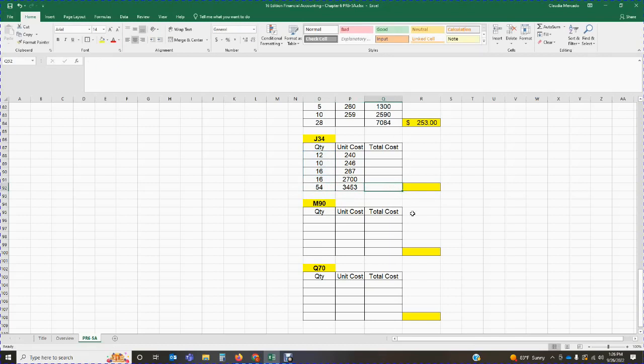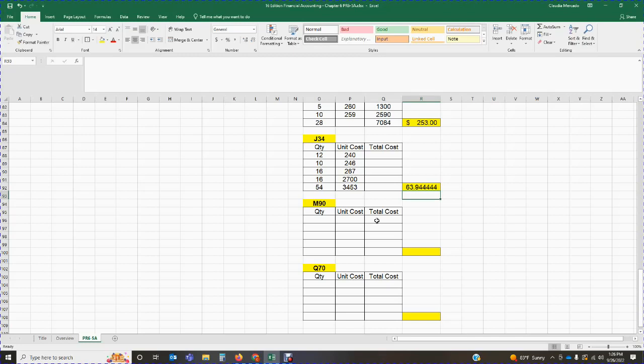Okay, so we've got the total. We had 54 units of J34, for a cost of $3,453. So my weighted average unit cost will be my $3,453 divided by my quantity. Unit cost divided by quantity will give me $63.95. Okay, let me see. Did I do this right?